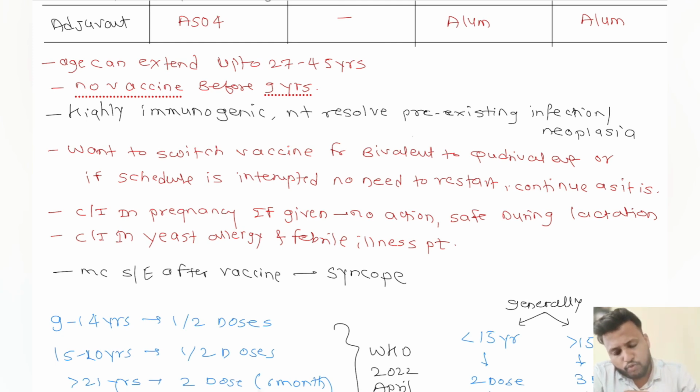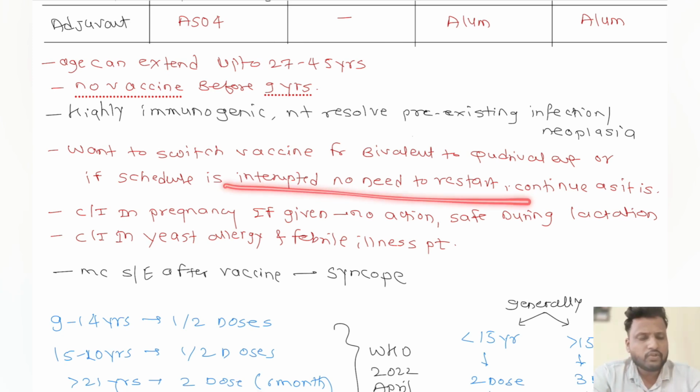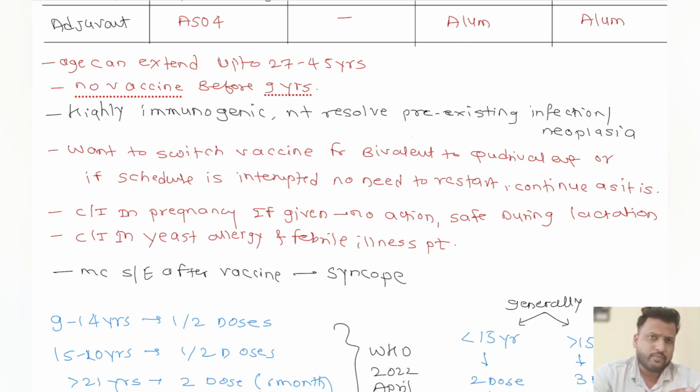Okay, now if you want to switch the vaccine from bivalent to quadrivalent, suppose you take 1 dose of bivalent, you want the next dose of quadrivalent, so take the next dose of quadrivalent. No need to restart the vaccine again. Okay, if you have interrupted your schedule also, no need to restart the dose, you can continue the dose.